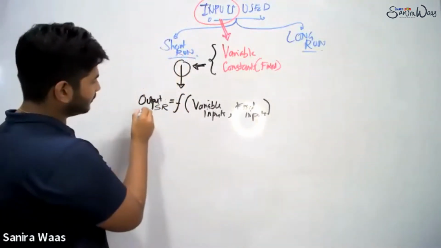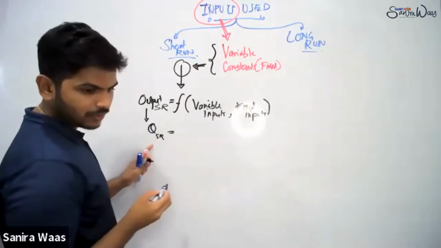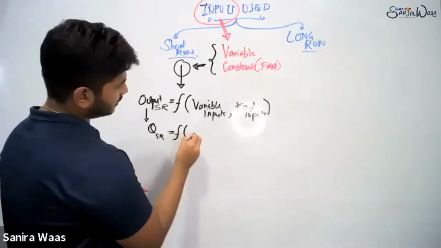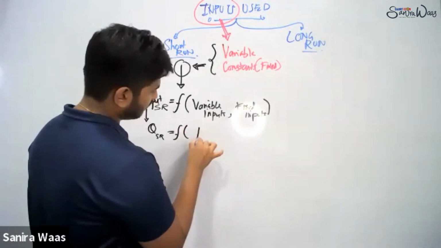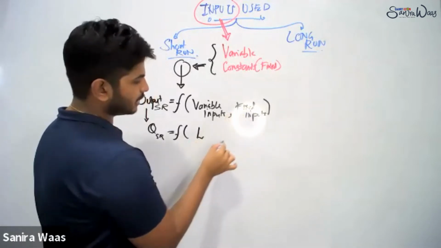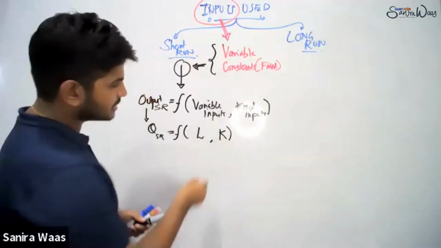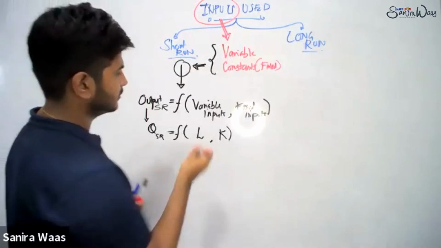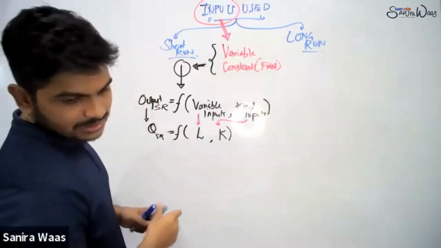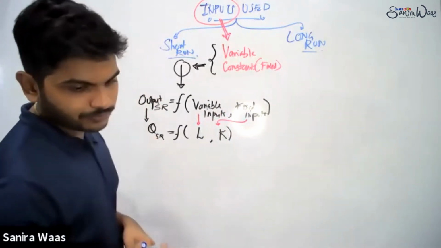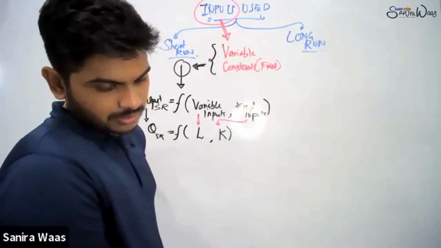So now we can make it a little bit more precise. Quantity in short run is a function of, right? As variable input I'll be using labor, and as fixed input I'll be using capital, K. Now tell me, is this right? Variable I have used labor, fixed I have used capital. Is this right? Yes or no?